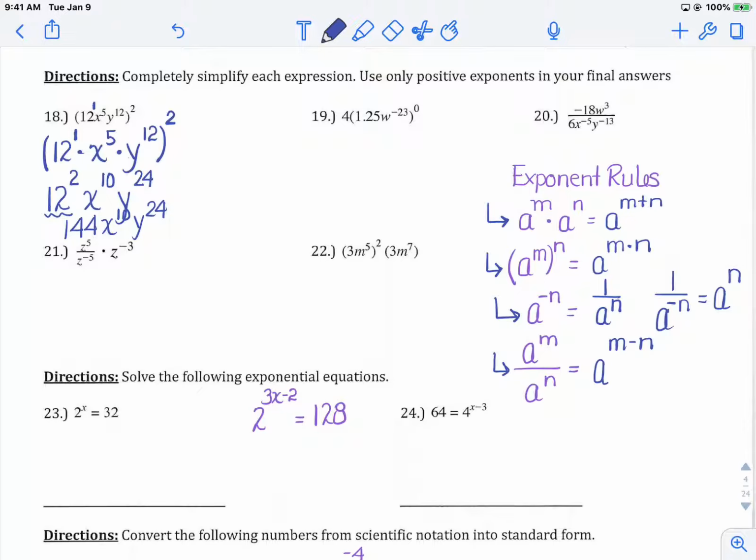So if I'm looking at 21, I might be able to apply both those rules. I see one part that's division and then one part that's multiplication. So on the first part that's division, I can apply the rule that would say this will become z to the 5th minus negative 5 for that first part. So that first part becomes z to the 10th. And then we still need to multiply by that z to the negative 3.